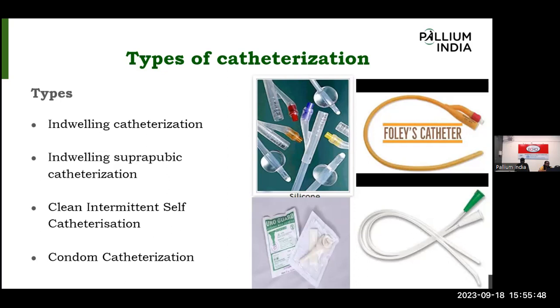And the second thing is indwelling suprapubic catheterization. The same catheter which we use for indwelling catheterization, you can use for suprapubic catheterization, Foley's catheter or silicone catheter. Clean intermittent self catheterization is the third one, and the last one is condom catheterization.